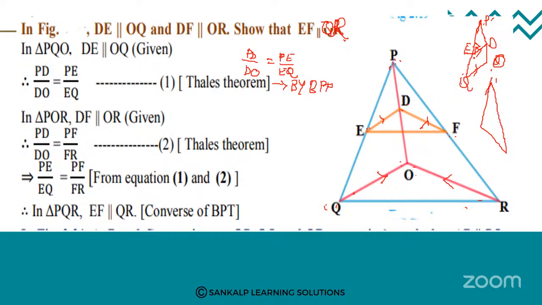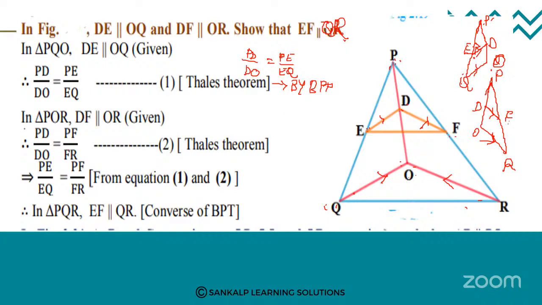This is P, Q and R. Here DF is parallel to QR. Right? Here also, when a line is parallel to the third side, it divides the other two sides in the same ratio. That means here also we can use BPT or Thales theorem. By BPT, PD divided by DQ is equal to PF divided by FR, right?